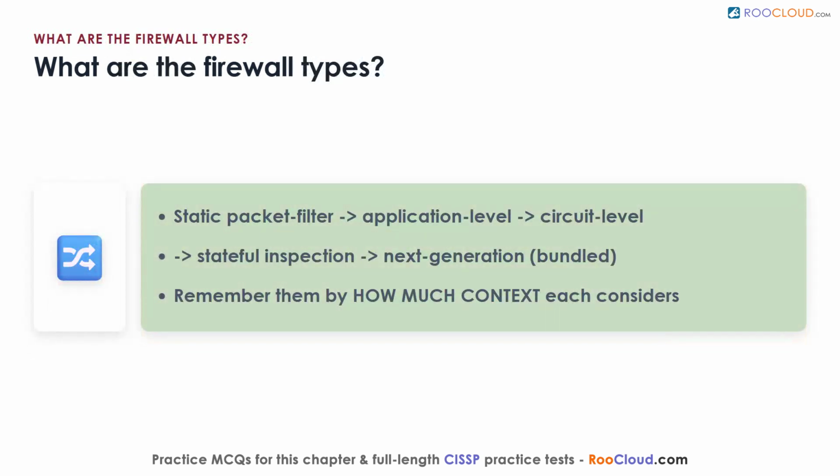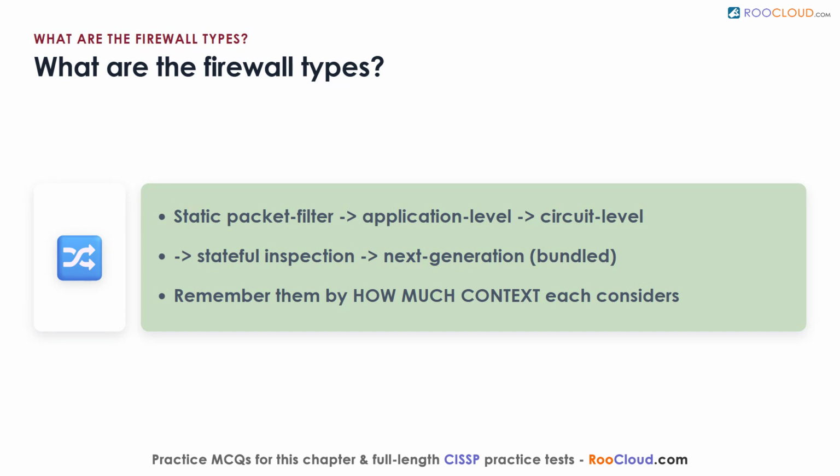What are the major types of firewalls? There are several, and real deployments often blend them. The simplest just inspects packet headers one at a time. The next understands a specific application or service. Another concerns itself only with setting up sessions between trusted partners. A more capable type tracks the full state and context of a conversation, and the most feature-rich bundles many of these together.